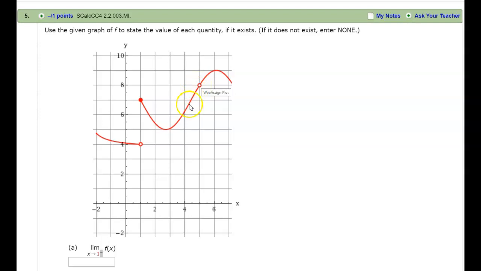So the limit as I approach it is going to actually go to 8. But the function value is not defined. There's a hole in the graph here. There is no y value along x equals 5.